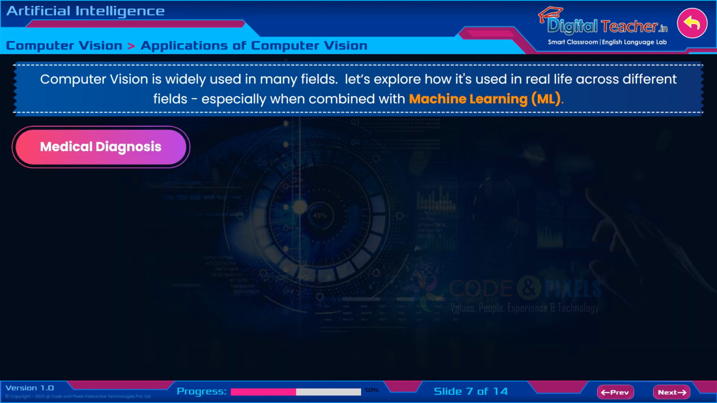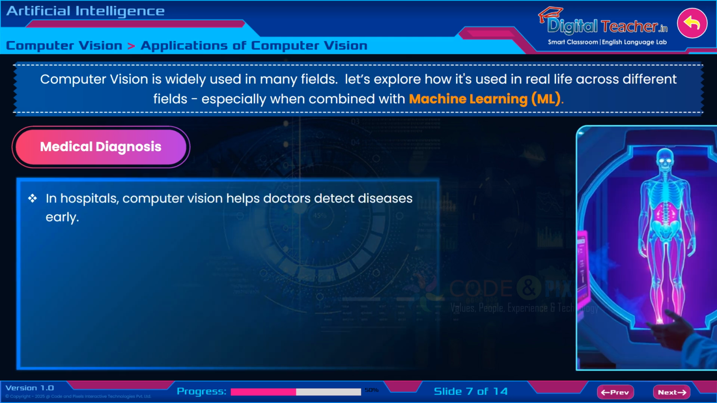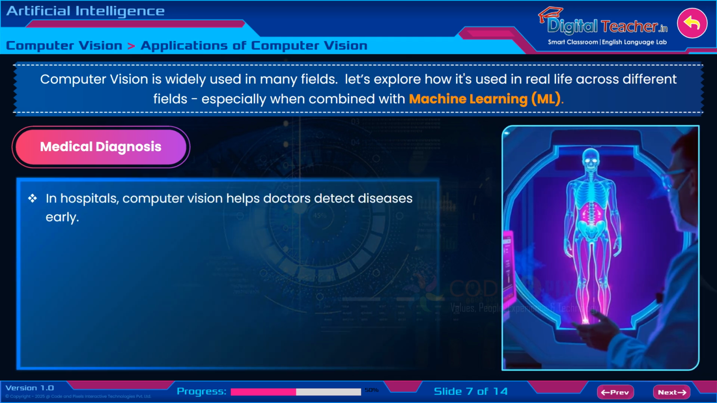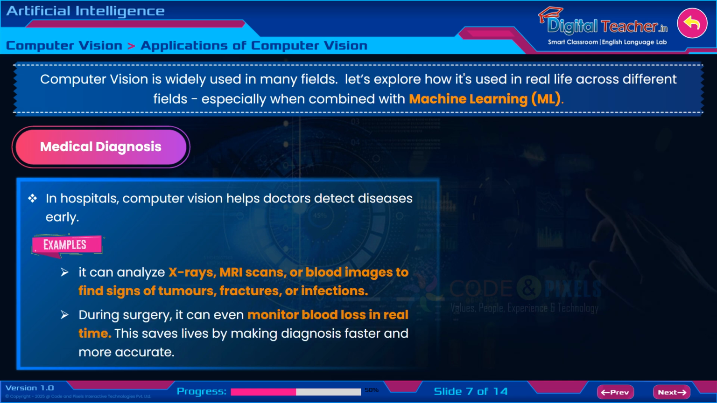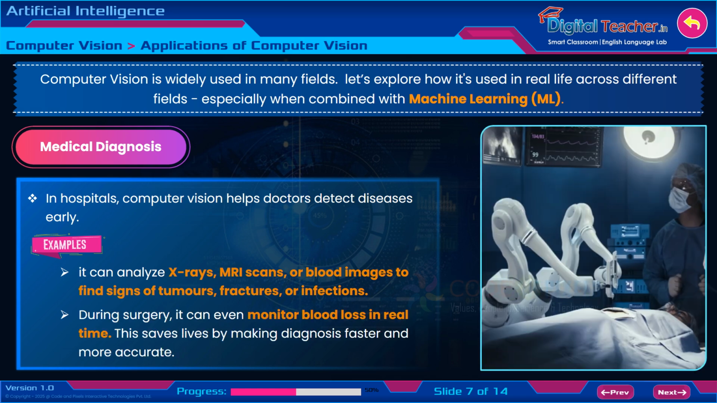Medical diagnosis. In hospitals, computer vision helps doctors detect diseases early. For example, it can analyze X-rays, MRI scans, or blood images to find signs of tumors, fractures, or infections. During surgery, it can even monitor blood loss in real time. This saves lives by making diagnosis faster and more accurate.